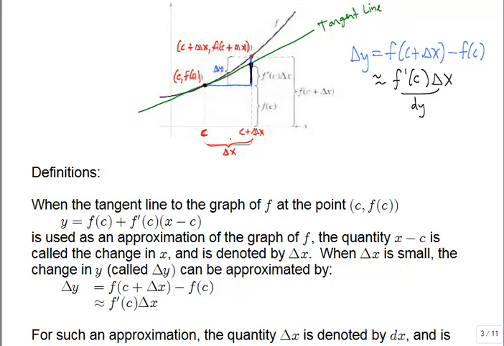When delta x is small, the change in y, called delta y, can be approximated by f of c plus delta x minus f of c. And instead of actually computing that, we're going to approximate it by using this part of our tangent line, the slope times the change in x. And that's what x minus c is, just the change in these two x values.